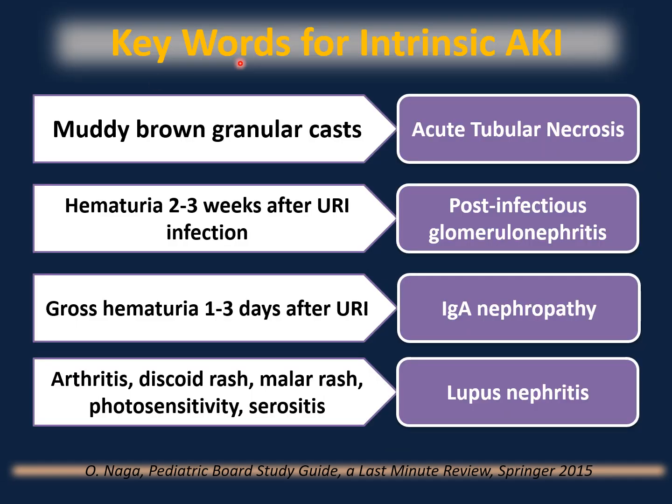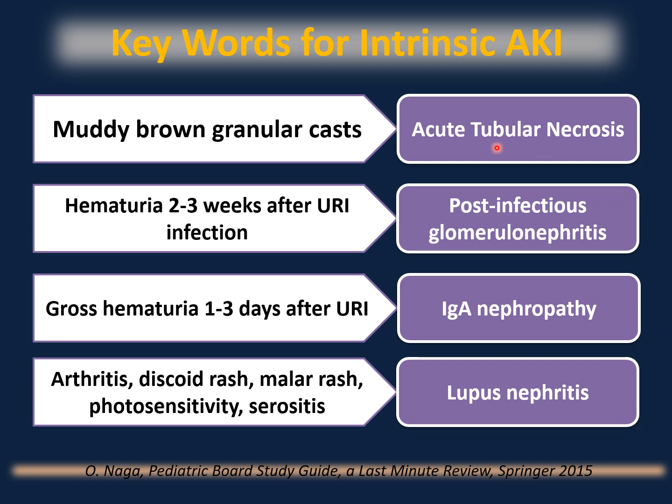Be familiar with the keywords and differential diagnosis for intrinsic or renal acute kidney injuries. If you have a patient with muddy brown granular casts, this is a keyword for acute tubular necrosis. Acute tubular necrosis is commonly from transformation of pre-renal acute kidney injuries. Common medications associated with this condition are aminoglycosides, methotrexate, amphotericin, intravenous contrast, and toxin-mediated causes like myoglobinuria.